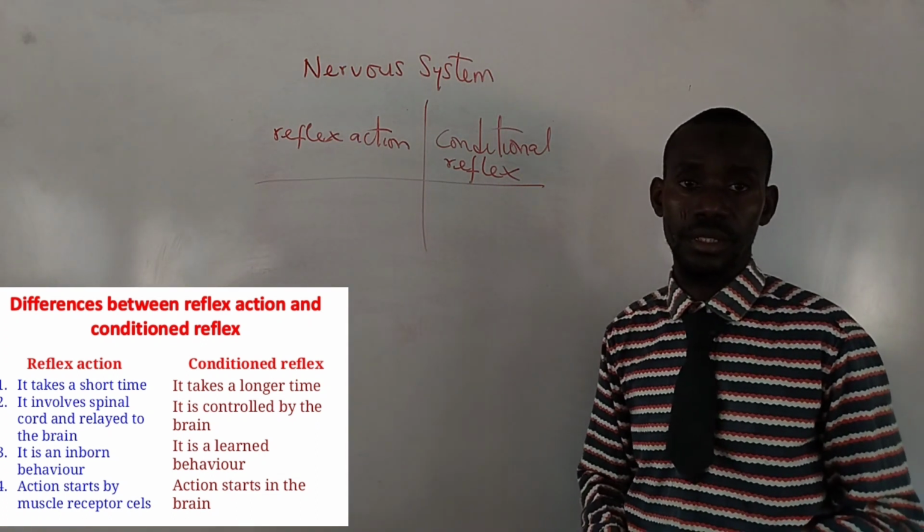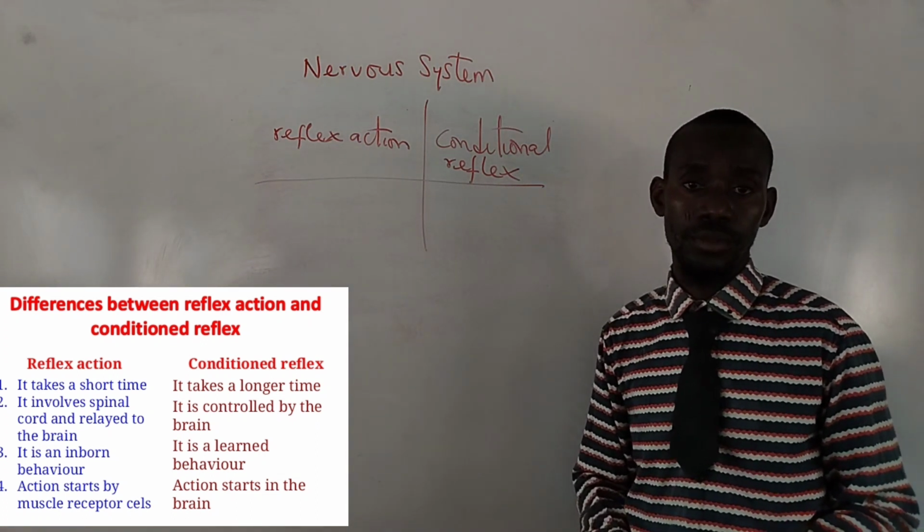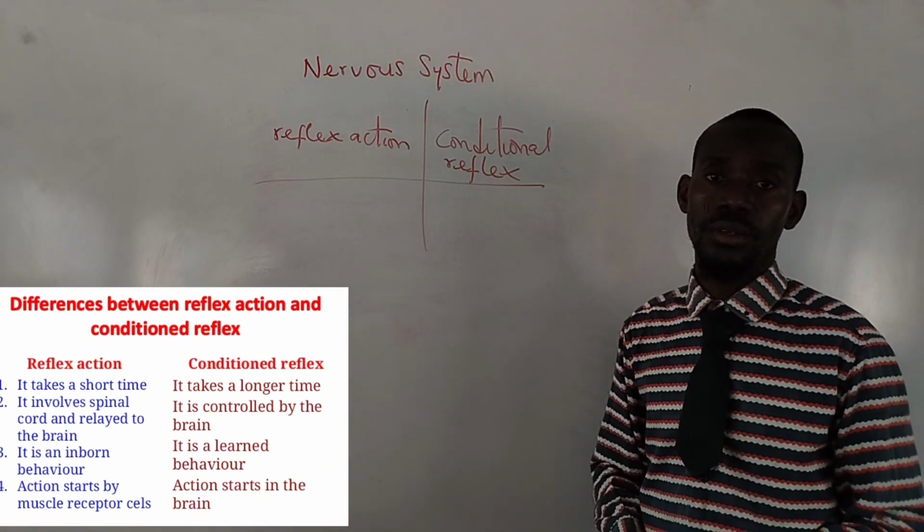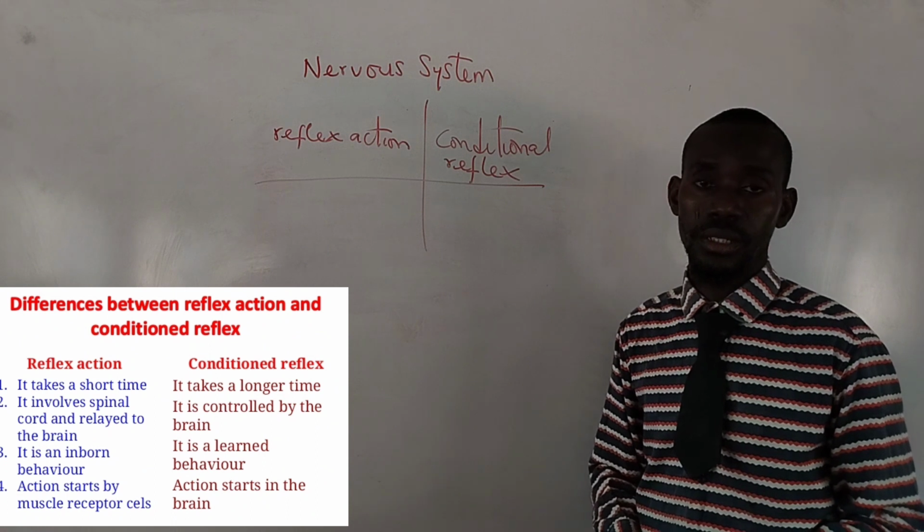Actions of the reflex start in the muscles. The actions of the conditional reflex start in the brain.